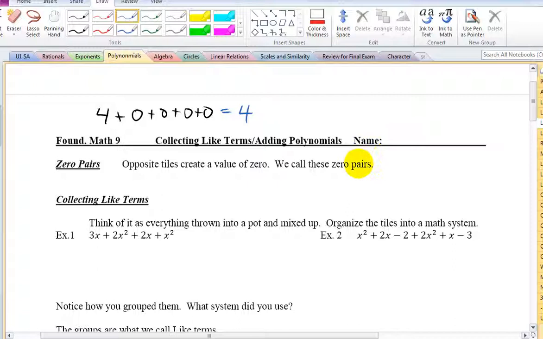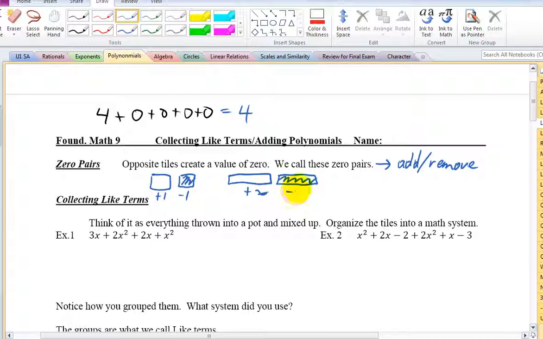Opposites are important, okay, so we can add or remove zero pairs at any time. Okay. So opposites, we had a plus 1 and a minus 1. Those are opposites. And we also had opposites of plus x and negative x. And then what was the last type of zero pair? Positive x squared and negative x squared. Okay, so those are the three types.